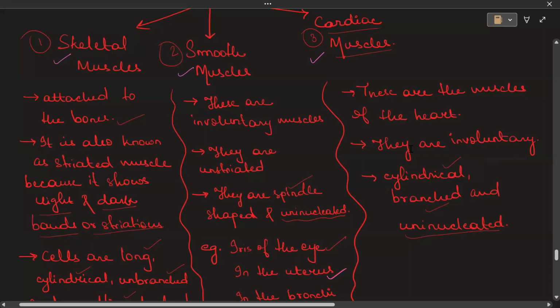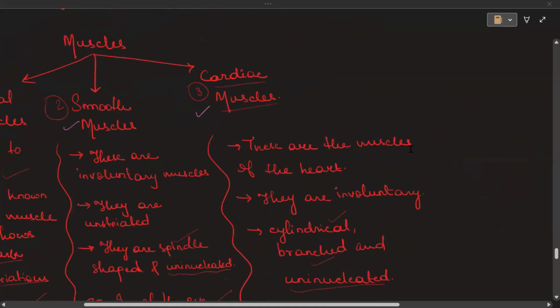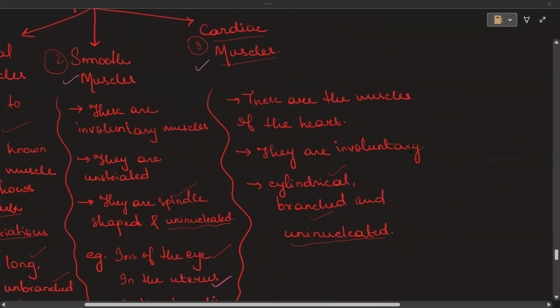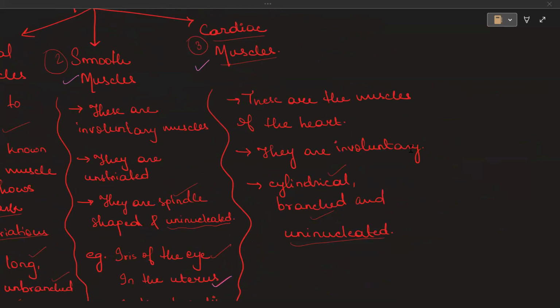Now let us talk about the third type of muscle, that is cardiac muscles. So cardiac muscles are the muscles of the heart. So the heart is made up of cardiac muscles. These are also involuntary, not under our control. Okay, and they are cylindrical, they are branched, and they are uninucleated. Okay, they are cylindrical, just like how skeletal muscle was, but this is involuntary.